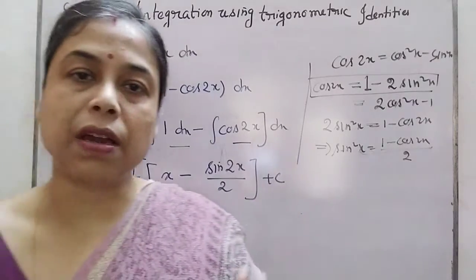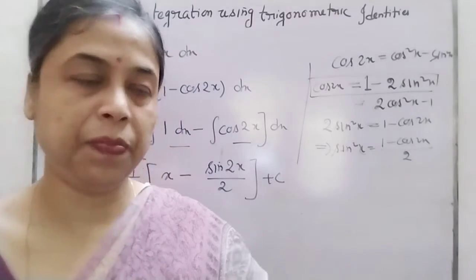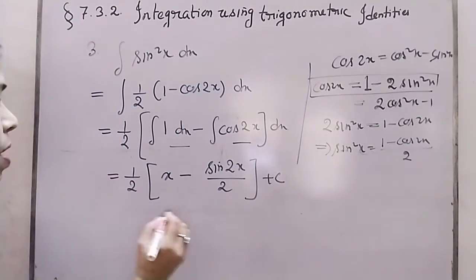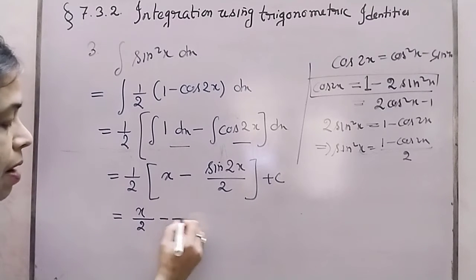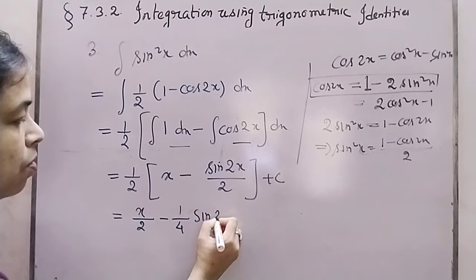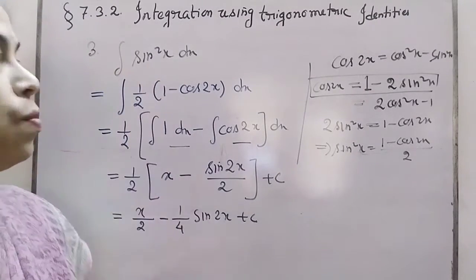So you see, we convert in such a way that it is directly integrable after using the identity. These are integrals and directly integrable. So now open the bracket, which is equal to x by 2 minus half and again half, 1 by 4 sin twice x. So this is the solution of sin square x dx.